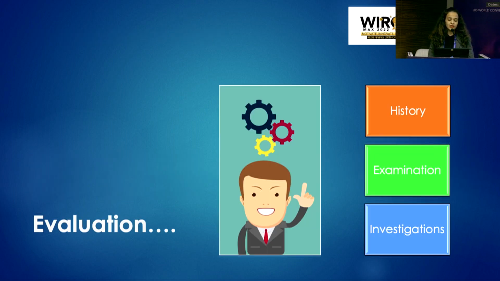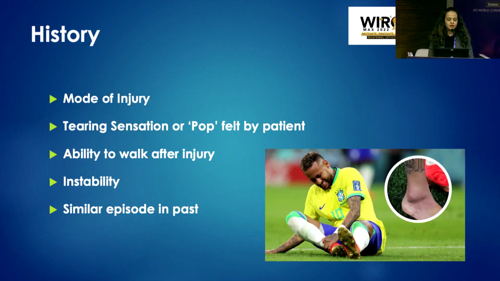So how do we evaluate a patient in our OPD? With the basic triad of history, examination, and investigations. History should include the mode of injury, whether a tearing sensation or a pop was felt by the patient, whether the patient was able to walk after the injury, any instability, and any similar episodes in the past.